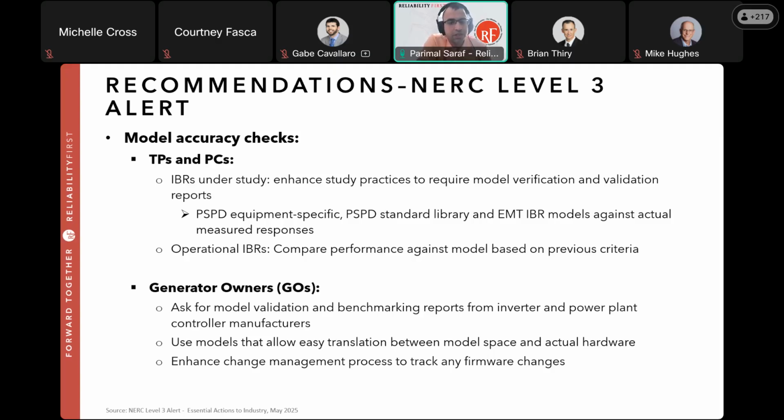And then there should be a change management process from the GO side where they track any firmware changes that happen throughout the life cycle of the IBR. So these were the main two model accuracy requirements that came out of the NERC Level 3 alert that happened recently. So next slide, please.